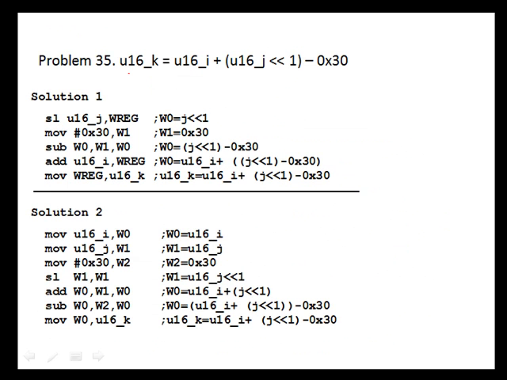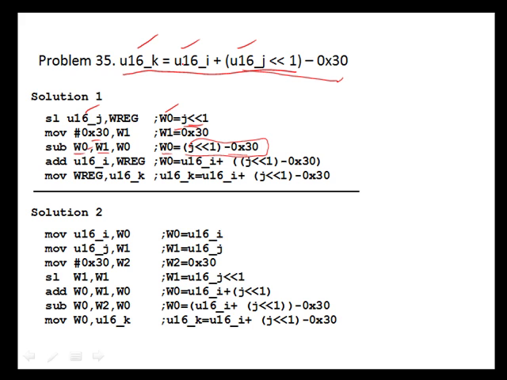Problem 35 asks us to convert this C code into PIC24 assembly language. These are all 16-bit variables. Solution 1, which is the one in the back of the book, uses 2 operand forms for instructions. Here we're going to shift left U16J by 1 position and place it in WREG, which is going to be W0. We're then going to move the immediate hex value of 30 into W1. We will subtract W1 from W0. Recall that W0 now has this, so we're subtracting the immediate value hex 30 from that. So this is going to be our partial result here, and we're going to place that in W0.